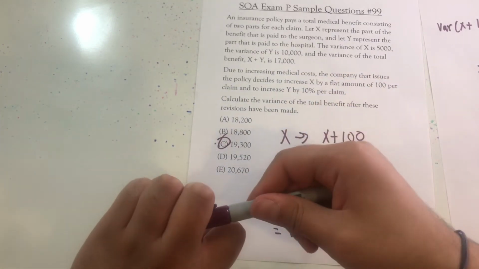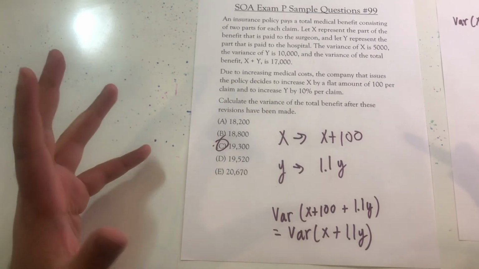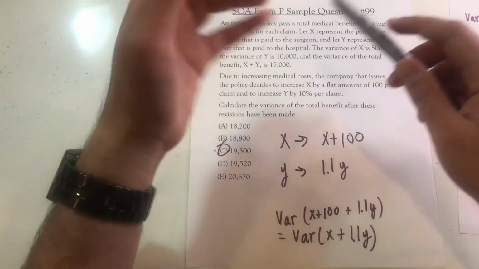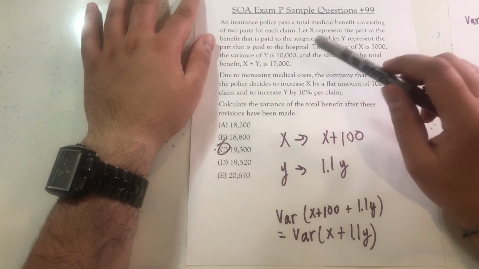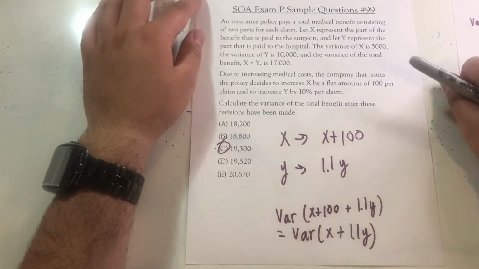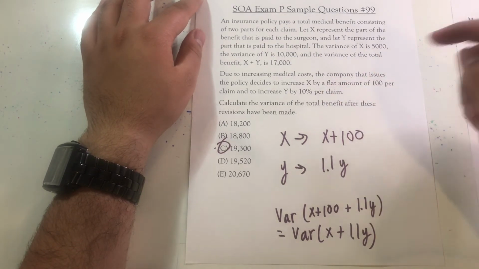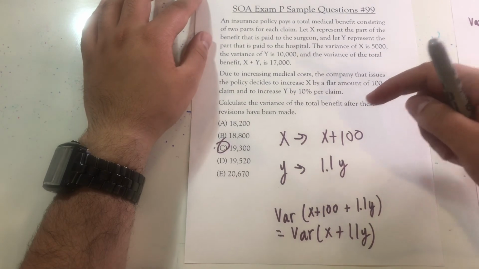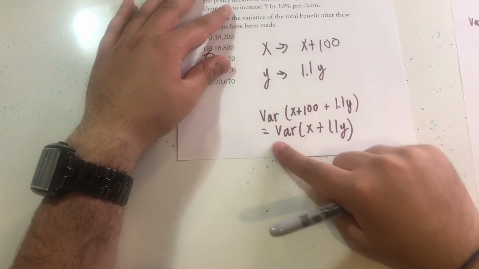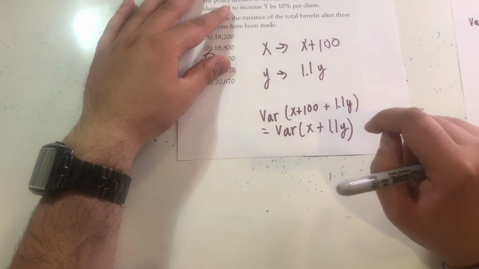Okay, so let's go over what we just did here. We're given a load of information, right? But all in all, it can be condensed to this. We have a random variable x with a variance, a random variable y with a variance, and the sum of x and y has a variance of 17,000. So we're given 3 variances. Then we're told x and y increase by some amount, one by a flat rate, one by a percentage. And we're asked to find the variance of this new total. So we figured out what they're really asking us for: the variance of x plus 100 plus 1.1y.